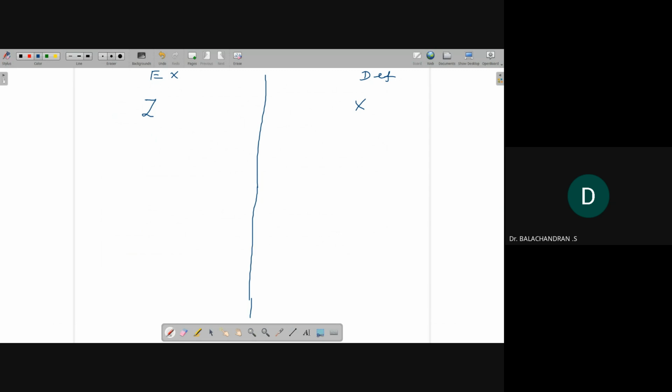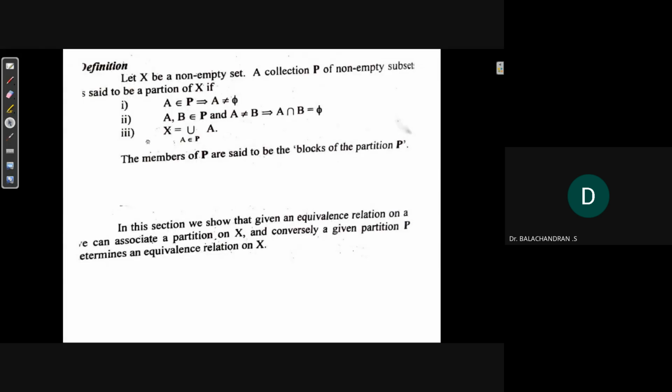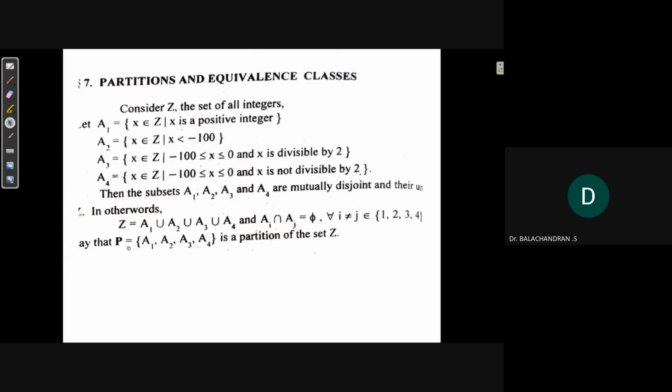What is the first condition? A belongs to the partition implies A is not equal to empty. This is the definition. In the previous case also we saw this. You can check it: P is A1, A2, A3, A4, and if I take any of A1, A2, A3 or A4, each one is non-empty.